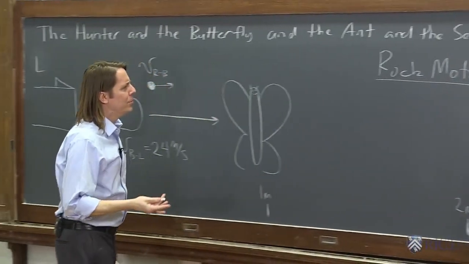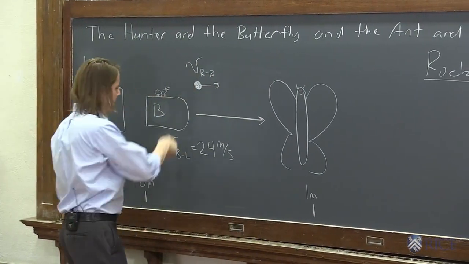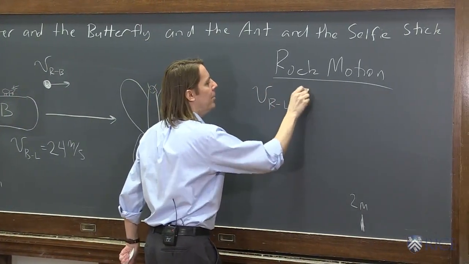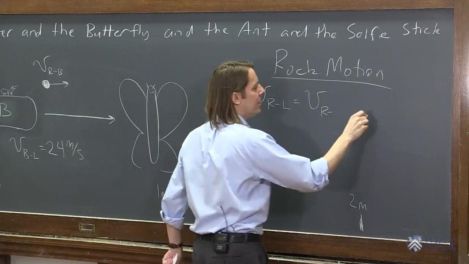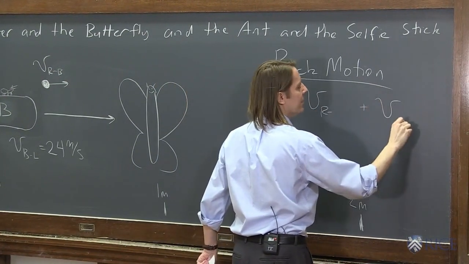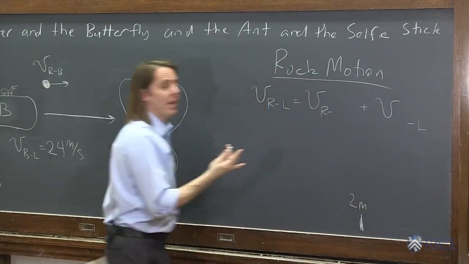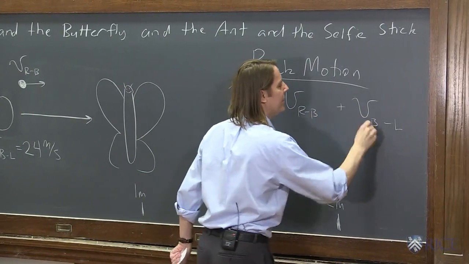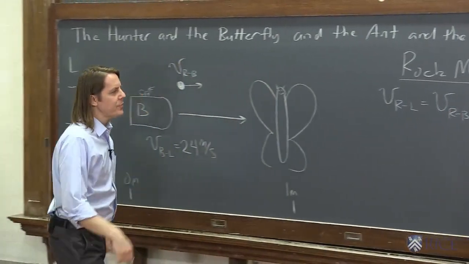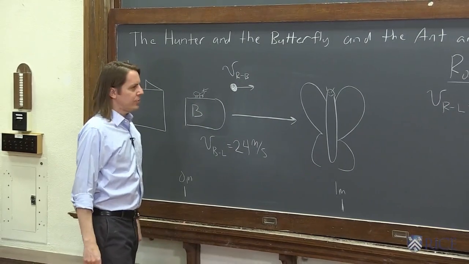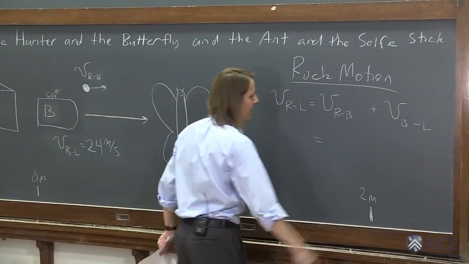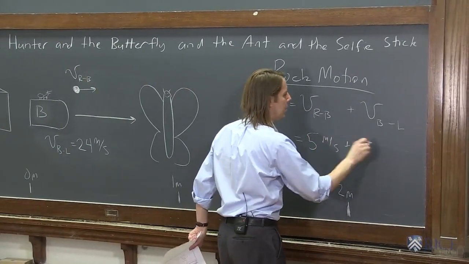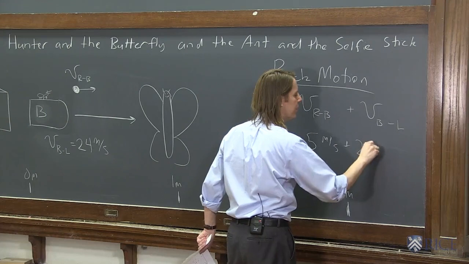Right, so what we want to know is what's the velocity of the rock in the lab frame. Right? So remember, whenever we want to do that, we say rock in lab is the velocity of the rock in something plus the velocity of that something in the lab frame. And the something, of course, is the bullet frame in this case. It's the rock in the bullet plus the velocity of the bullet in the lab. These are the Galilean transformations we were just doing. So in this case, we find that rock in bullet is 5 meters per second, plus bullet in the lab frame we said was 24 meters per second.